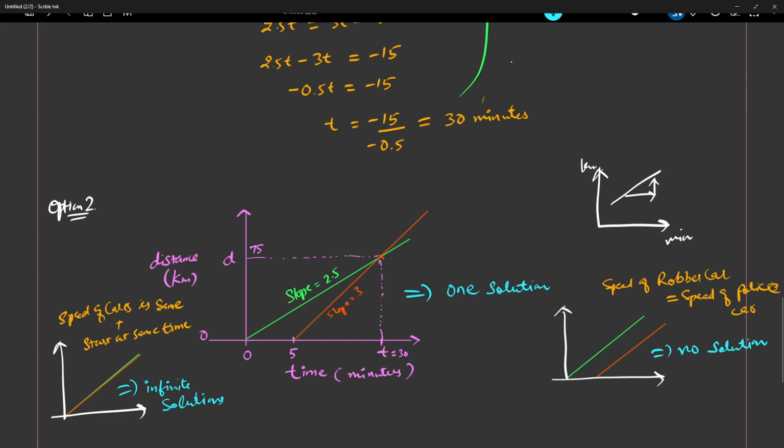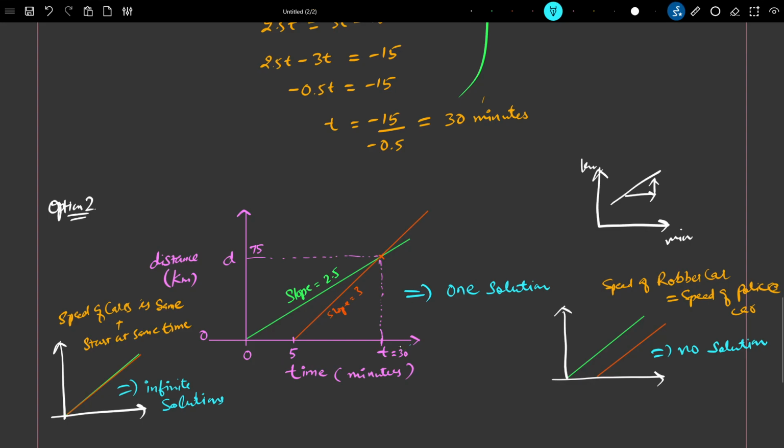It can be either one of them. Right? So when I say this, it can be either one solution, no solution, or infinitely many solutions. Right. So this is somewhat the introduction to linear algebra.